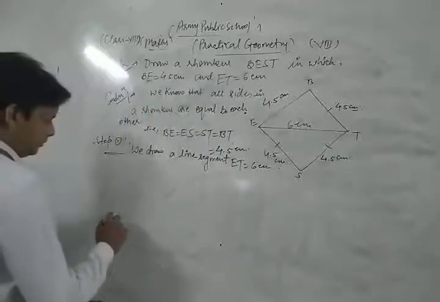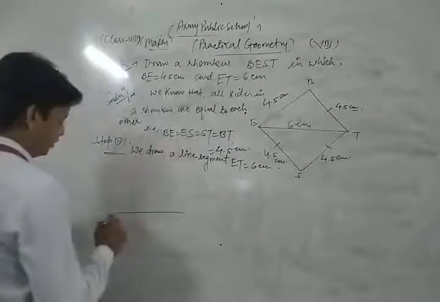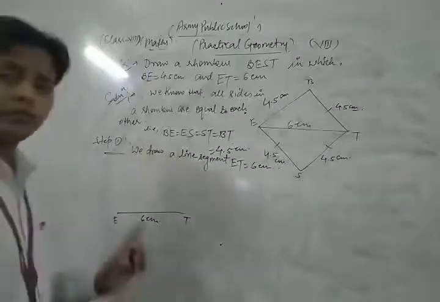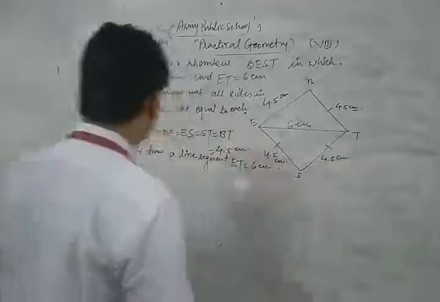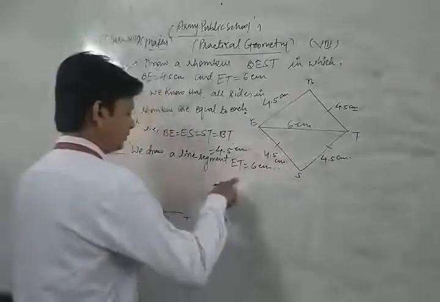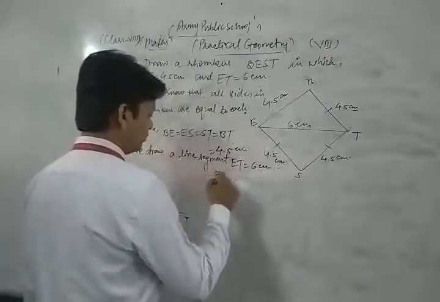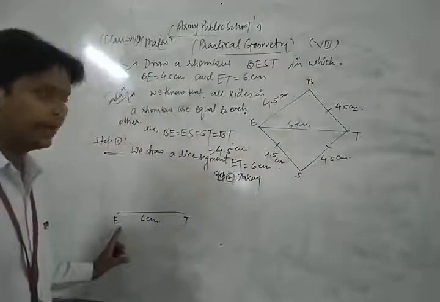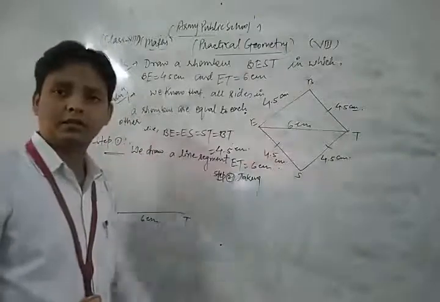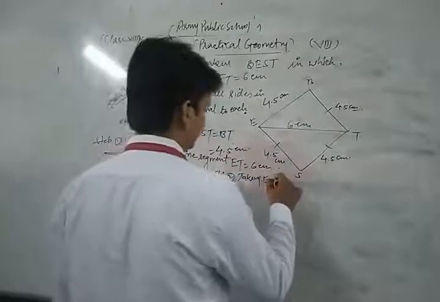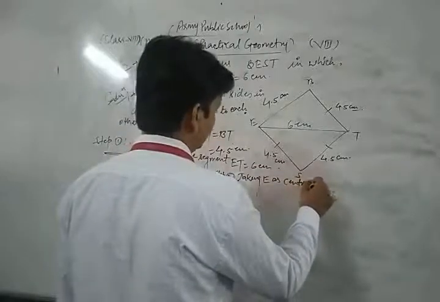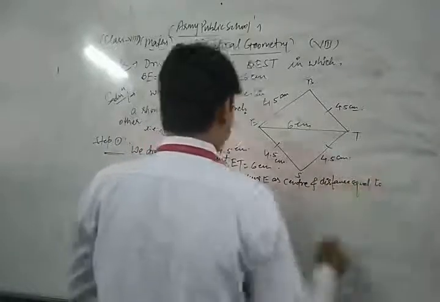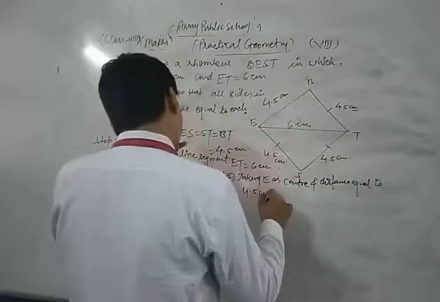Now let's see. Here this is your ET, which is 6 centimeter. This is your first step. Now in step 2, taking E as center and distance equal to 4.5 centimeter.